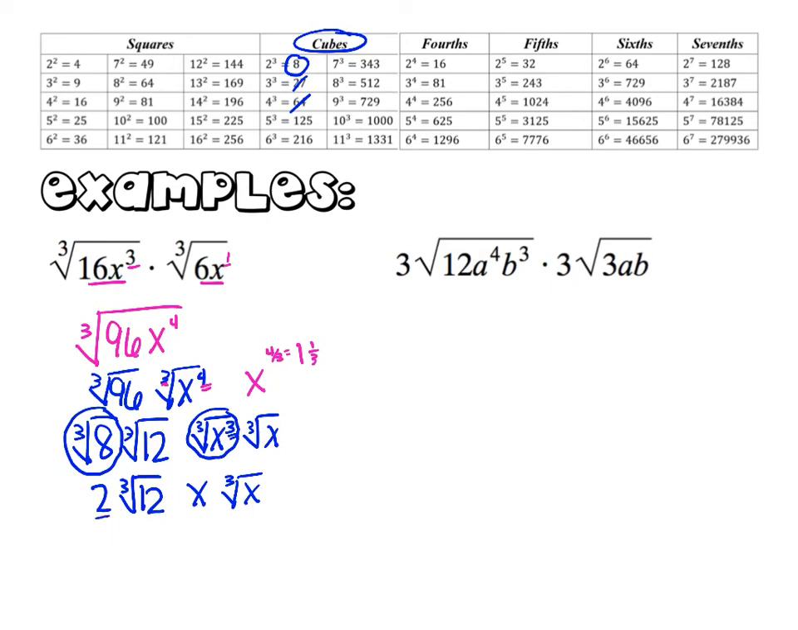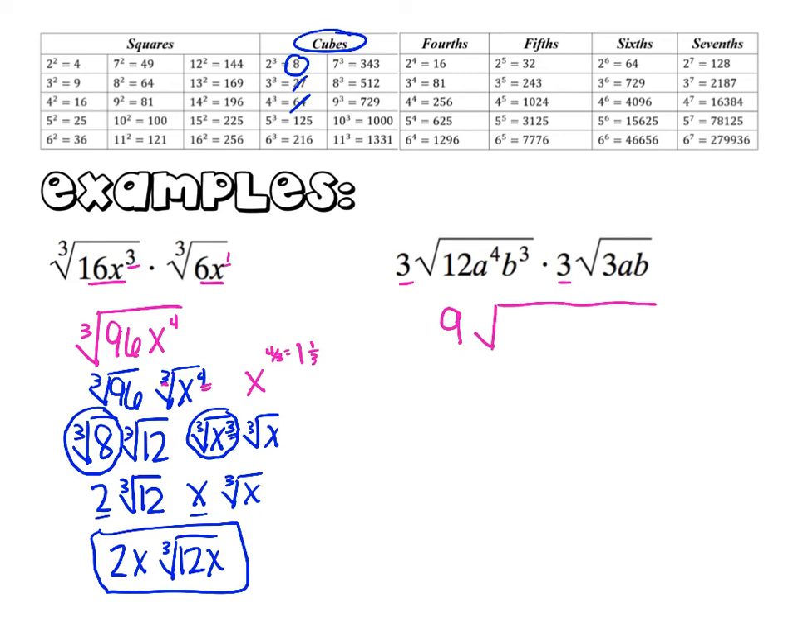So my final answer is going to put the 2 and the x, the parts not under the cubed root, in the front, and then my cubed root of 12x underneath. And my last one. If I multiply 3 times 3, the numbers on the outside, I get 9. The parts on the inside, if I multiply those together, 12 times 3 is 36. A to the fourth times a to the first is a to the fifth, and b cubed times b to the first is b to the fourth.